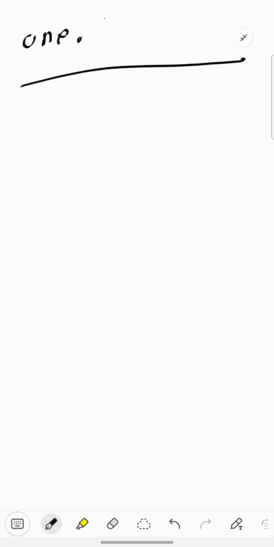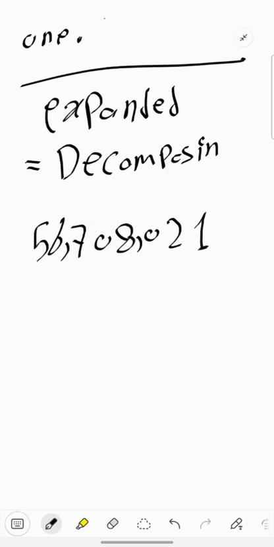Now we've learned how to make the number in the standard form and the word form. What about making the expanded form or decomposing form? Expand is equal to decompose, which means break up the number, بنكسر النمبر.